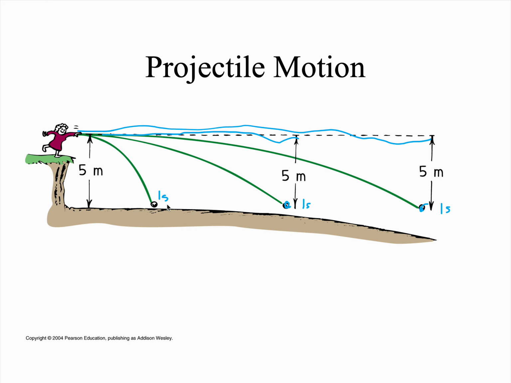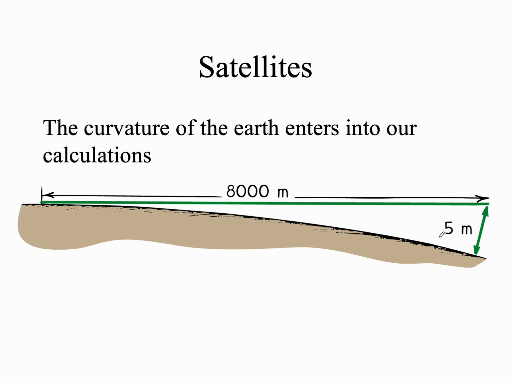You might notice something. Notice that the Earth is actually curving away here. Is there a magic speed where the ball doesn't hit the ground? And let me kind of work your way through this one.